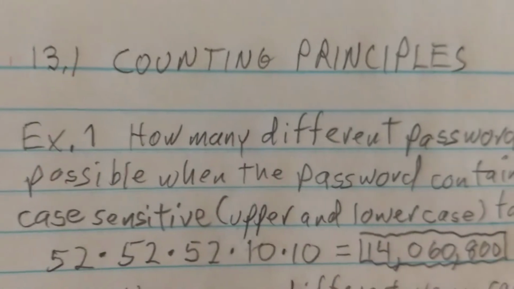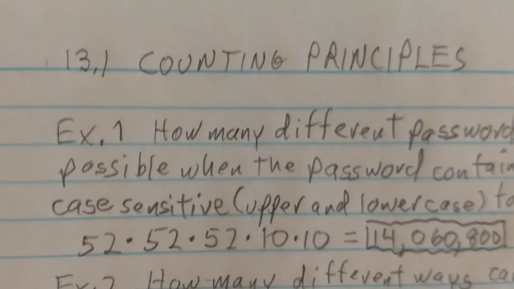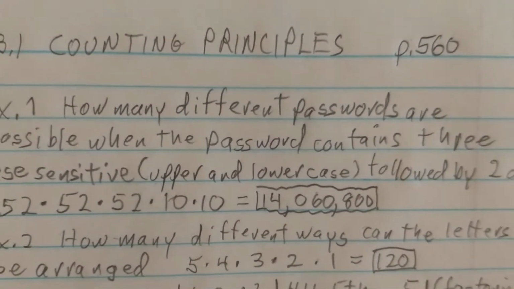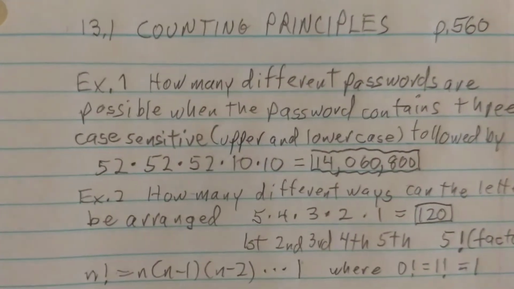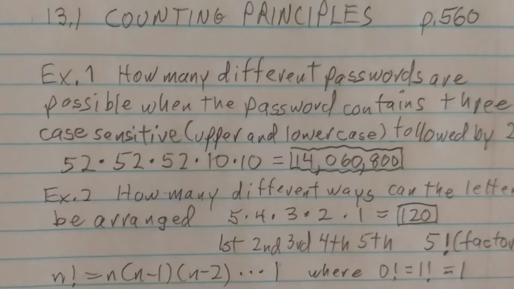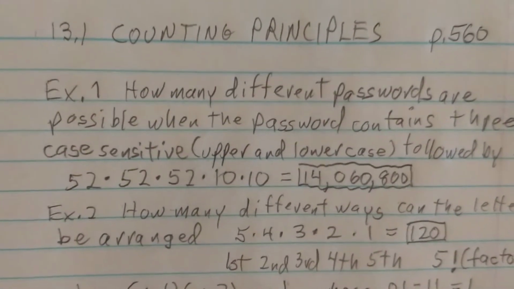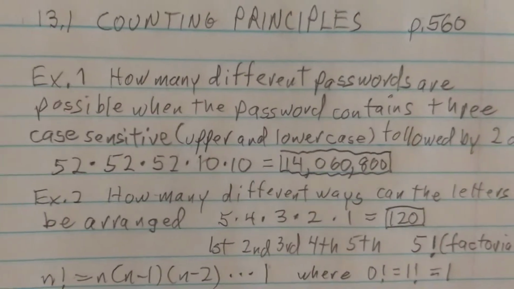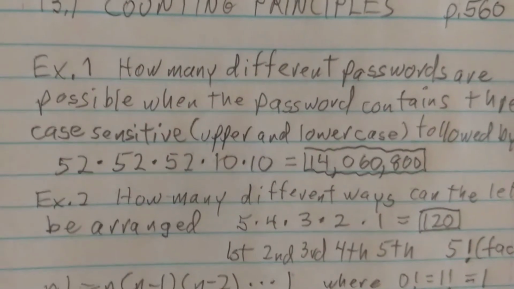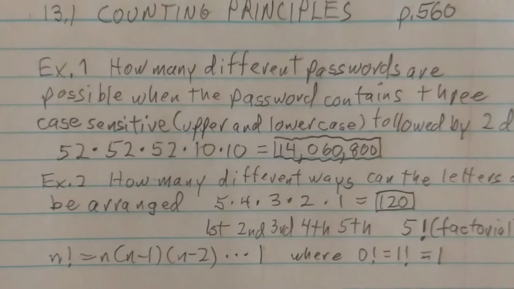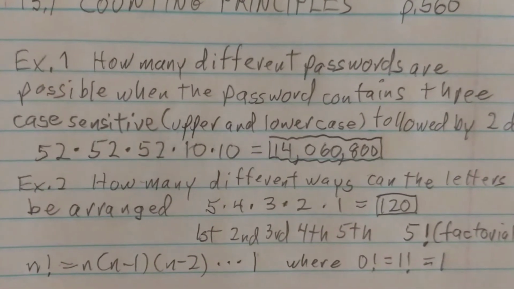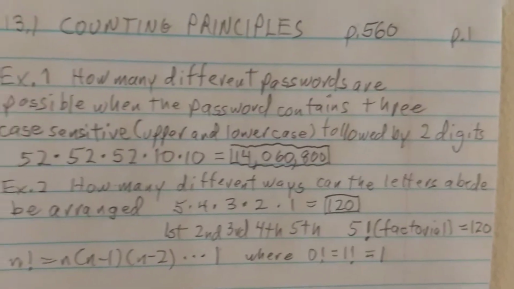So today we're going to start in our new chapter 13.1, Counting Principles, and this starts on page 560. To get used to this, we're going to start looking at how many different ways we can do things, which is the basic idea of counting principles. So example 1: how many different passwords are possible when the password contains 3 case-sensitive letters, meaning they could be both upper and lower case, followed by 2 digits?